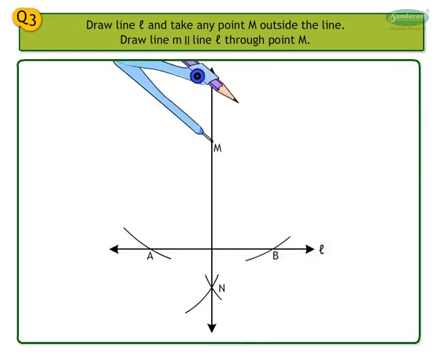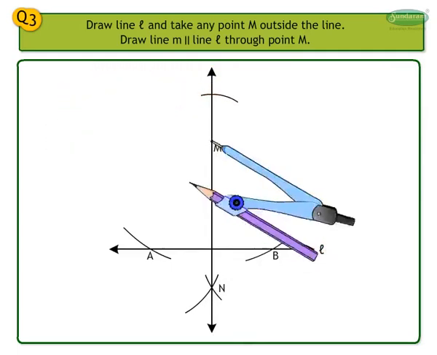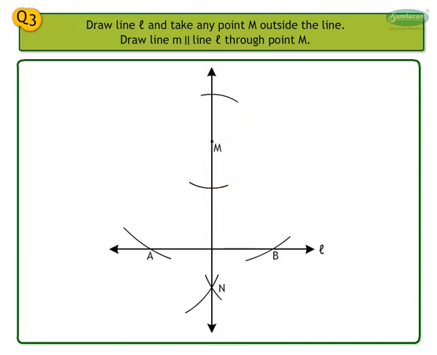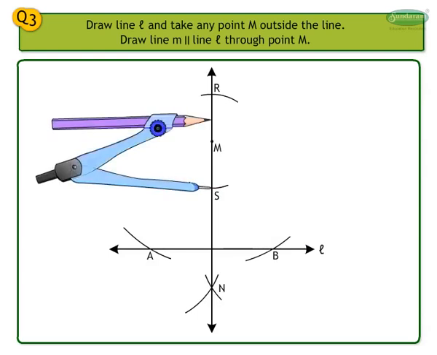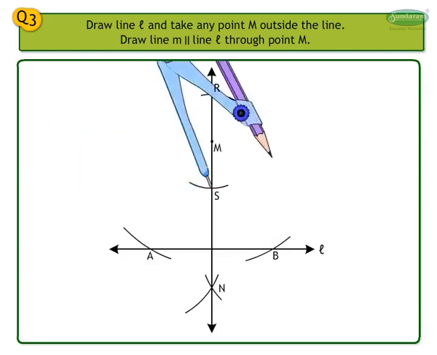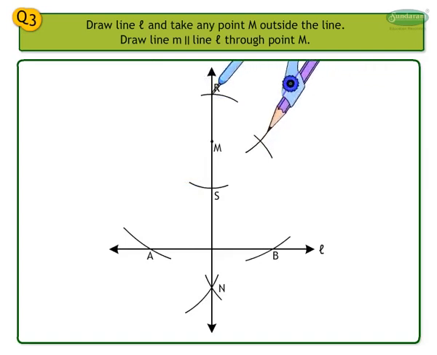Now take M as center. Taking suitable radius, draw two arcs above and below point M on line MN at points R, S. Take points R and S as centers. With more than half of length RS, draw two intersecting arcs on the right side of point M.